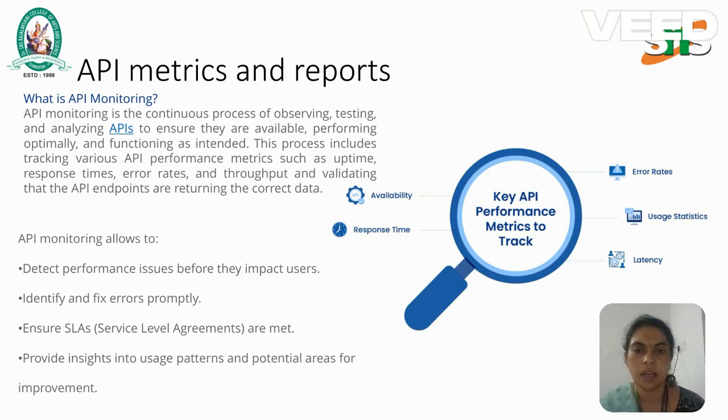API monitoring allows you to detect performance issues before they impact users, identify and fix errors promptly, and it ensures SLAs, that is service level agreements, are being met, and provides insight into usage patterns and potential areas for improvement. So these are the key performance metrics that have to be tracked: availability, response time, error rates, usage statistics, and latency.